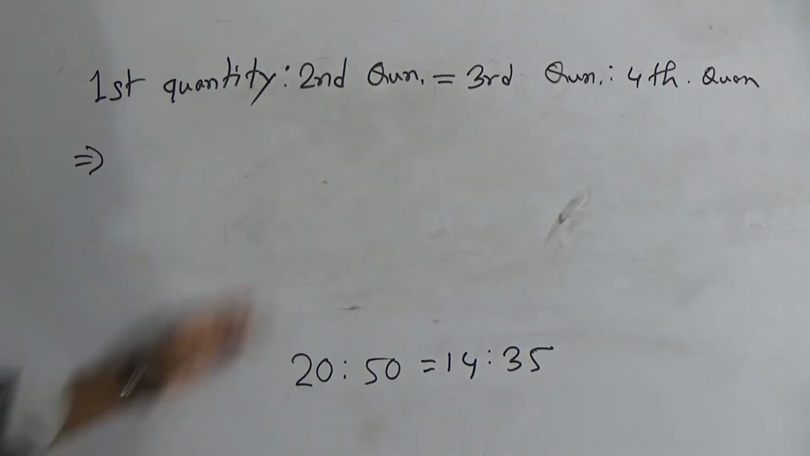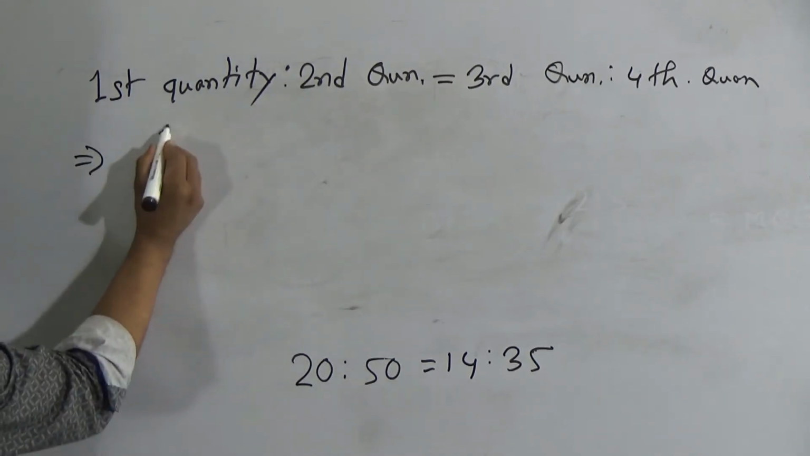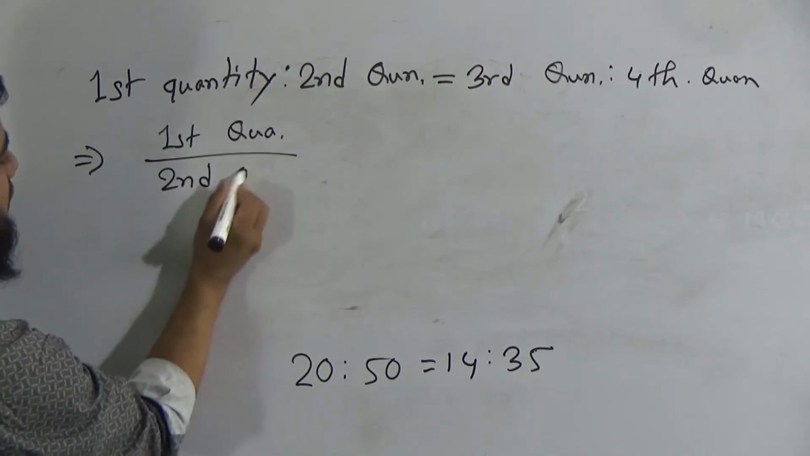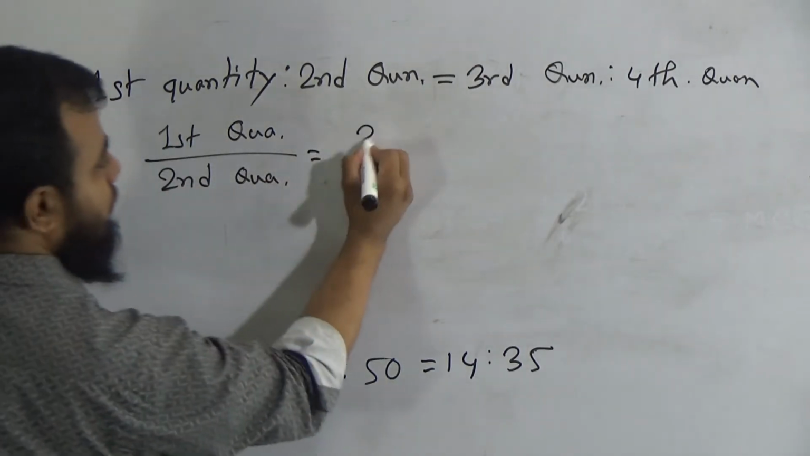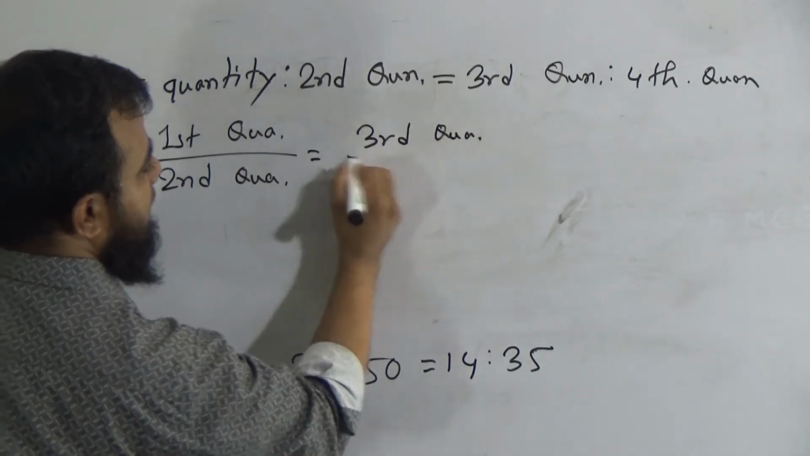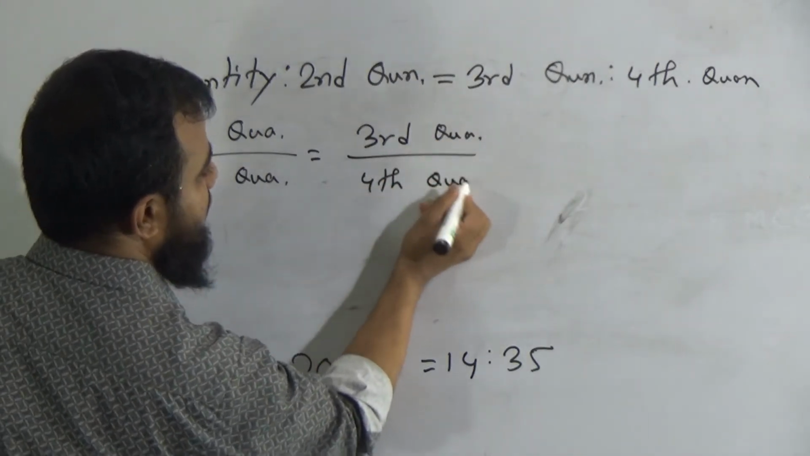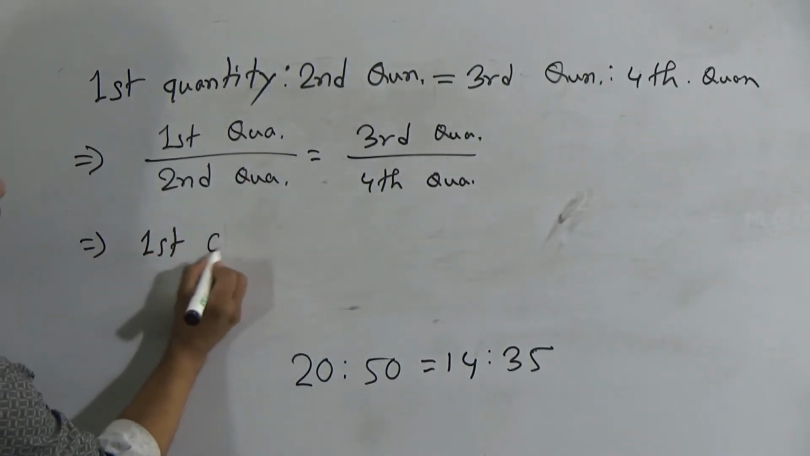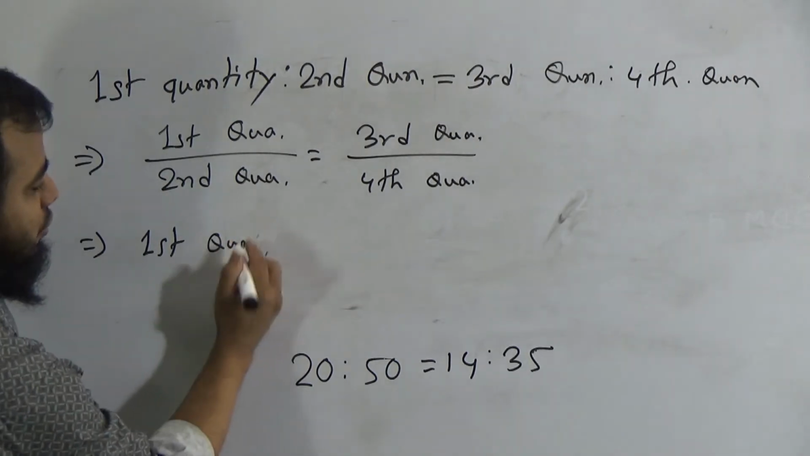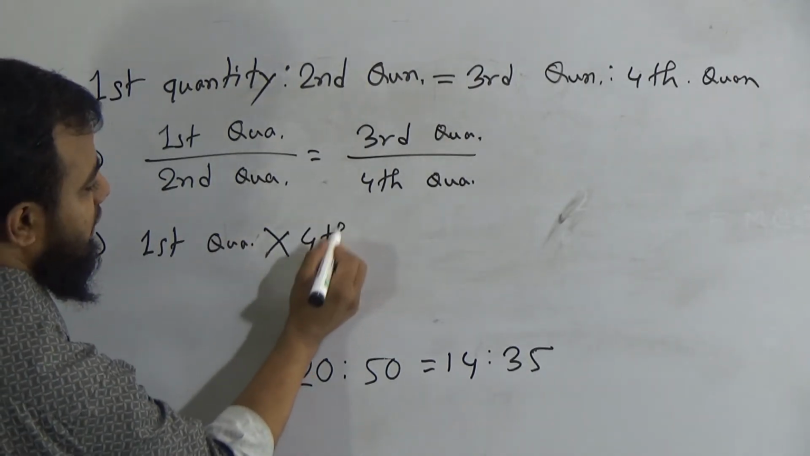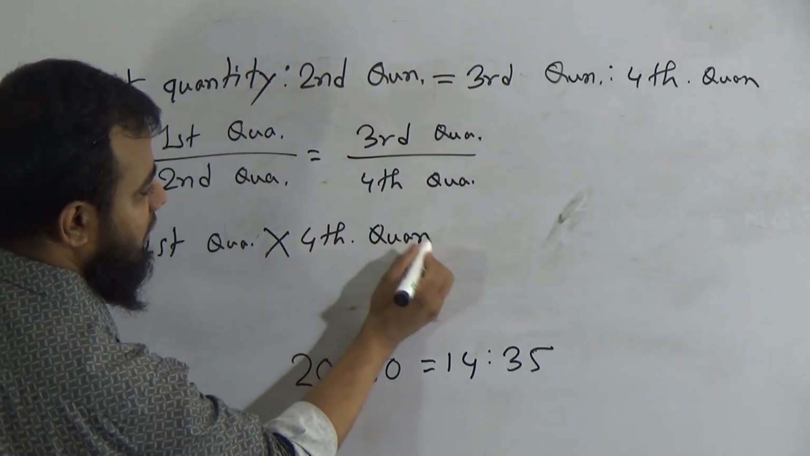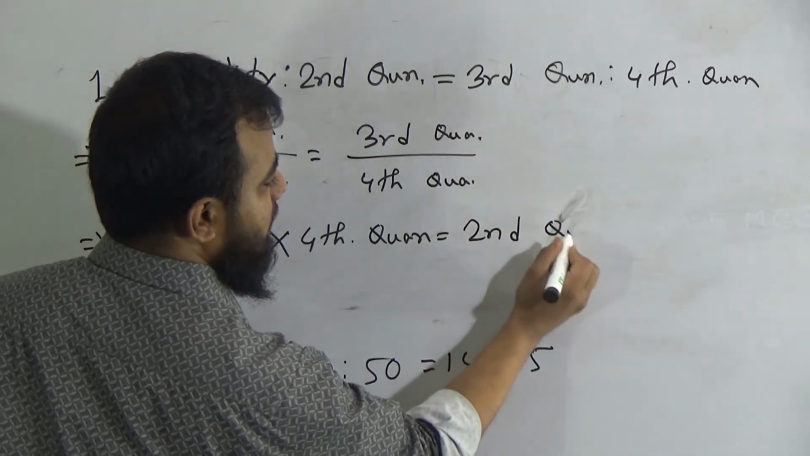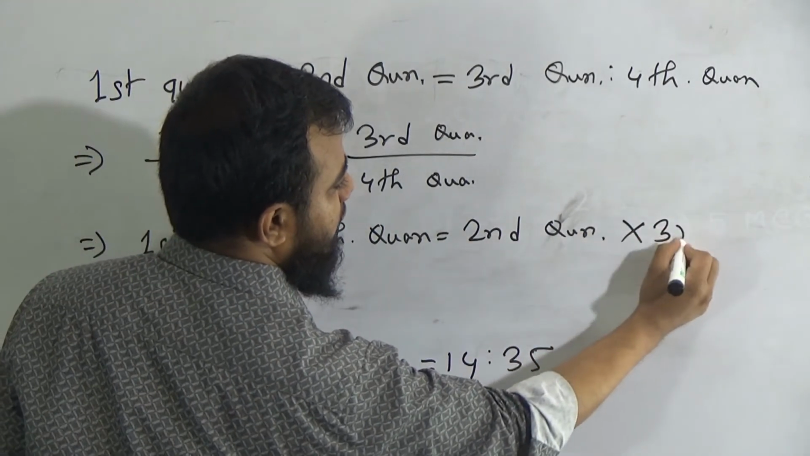And we know that a ratio can be written as a fraction. So it's first quantity divided by second quantity, equal to third quantity divided by fourth quantity. Now by multiplication we can get first quantity multiplied by fourth quantity, equal to second quantity multiplied by third quantity.